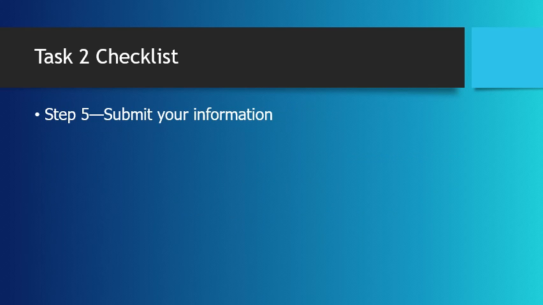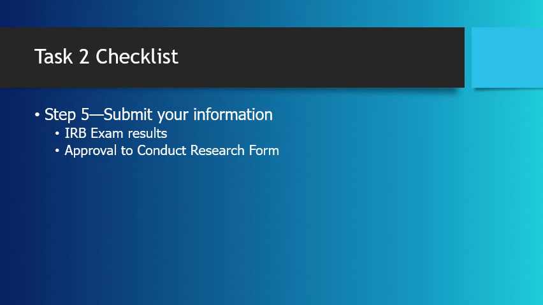Step 5, now that you've got your exam, your request to do research, and your consent form, submit all that information. IRB results, approval to conduct research, and your signed informed consent form. That's signed by the school administrator.